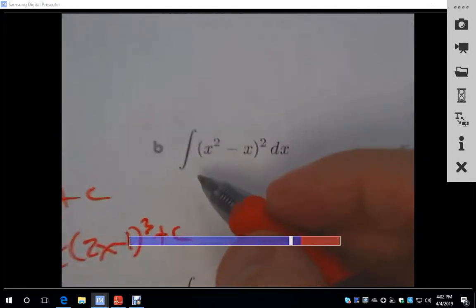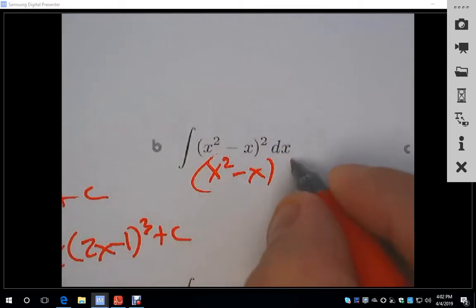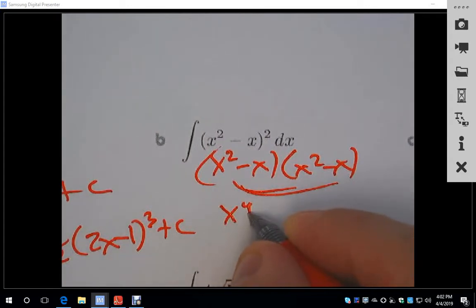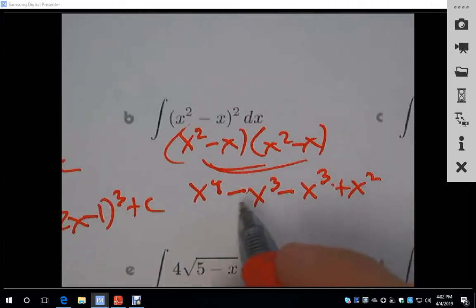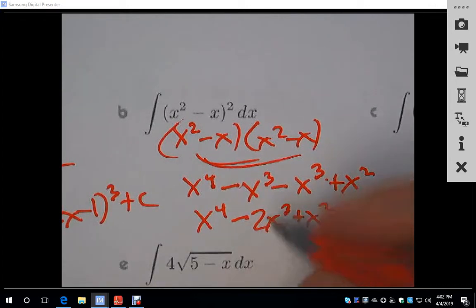So in this case, I have to expand this, so I have x squared minus x times x squared minus x. We're going to distribute, and that gives us x to the power of 4 minus, we have the same bases, we add our exponents when we're multiplying, so we have 2, we have 3, so x to the power of 3 minus x to the power of 3, and then plus x squared. And so then we combine our like terms to get x to the power of 4 minus 2 x cubed plus x squared, and then now we need to take the integral of this.